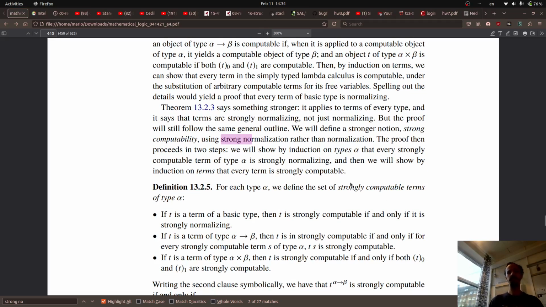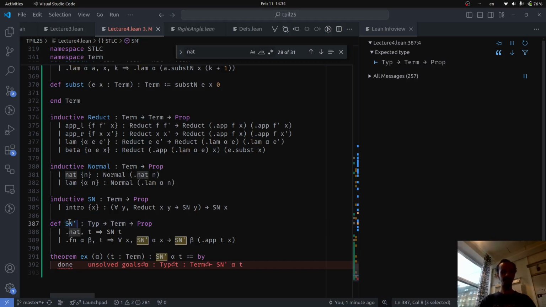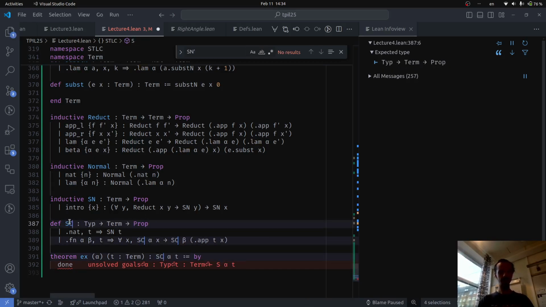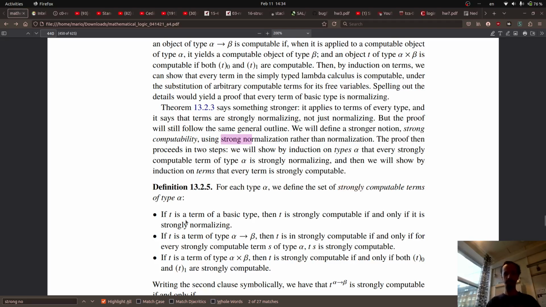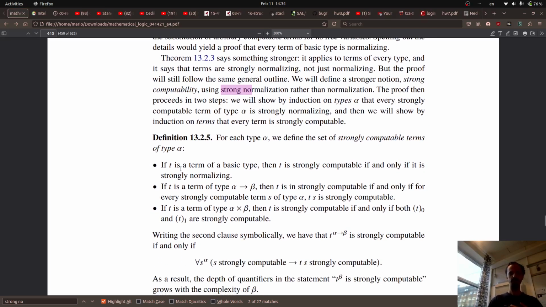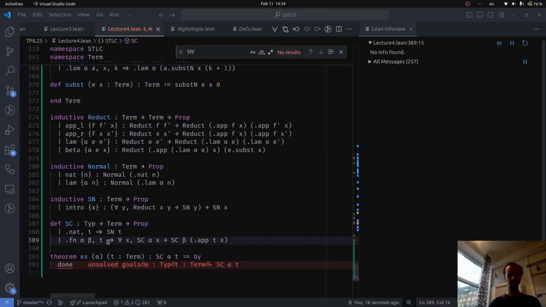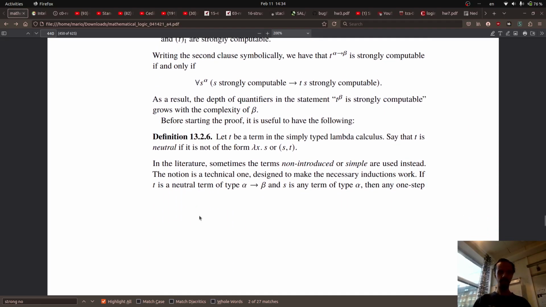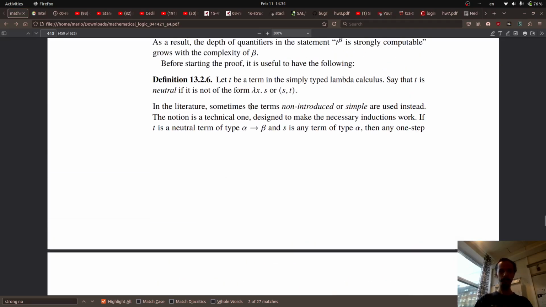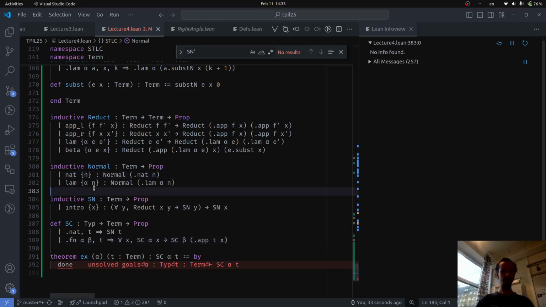So here we're going to define strongly computable. That's a better name than SN prime. SC for strongly computable. A term of a basic type is strongly computable if and only if it is strongly normalizing. And if it's a function type, then it's strongly computable if and only if for every strongly computable term S, T of S is strongly computable. So that's what I defined here. Okay, so T is neutral if it is not of the form lambda or pair. Okay, let's define that.